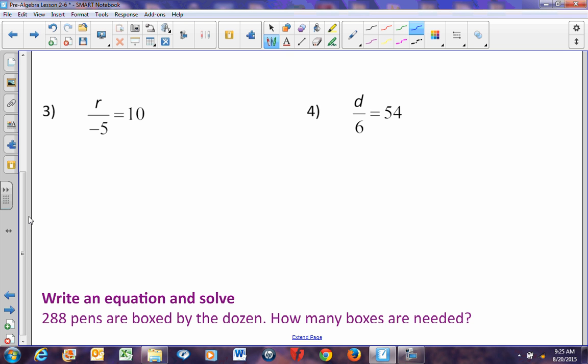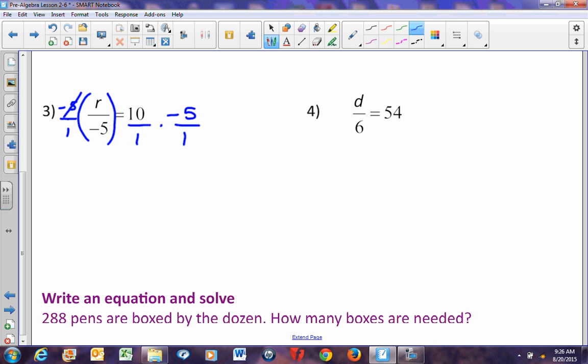We look at number 3, r divided by negative 5 equals 10. Since they divided by a negative 5, we need to multiply by a negative 5. We need to multiply by a negative because we do not want our variable to be negative. If I divide by 5, then I will end up having a negative r, and I don't want a negative r, I want a positive r. So we're going to take this side of the equation, we're going to multiply it by negative 5. You can put it over 1 if you'd like. It doesn't change anything.